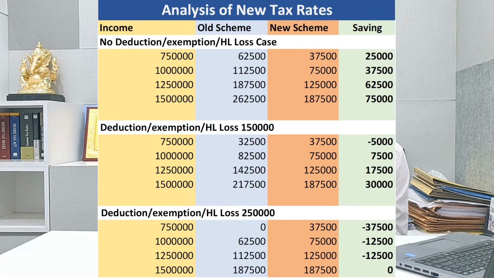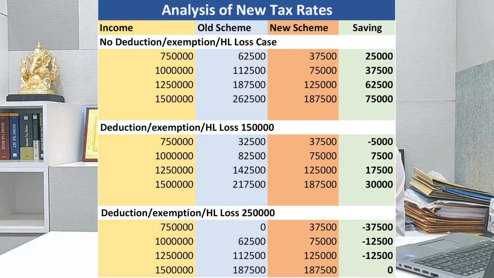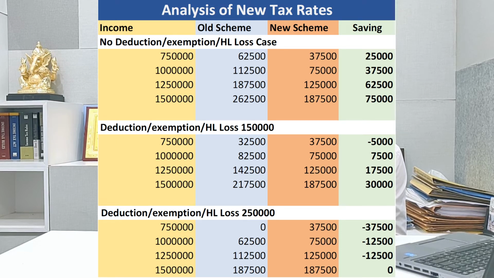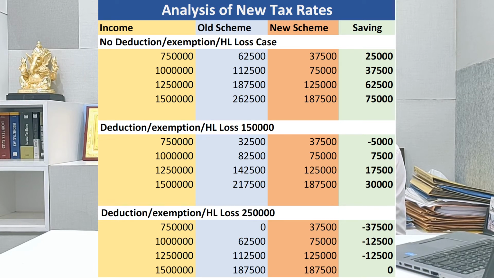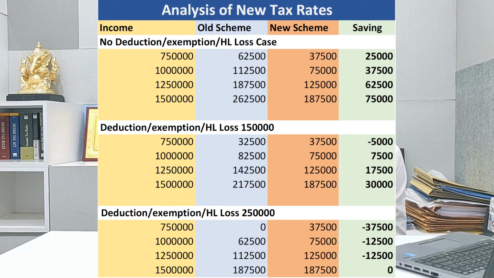Now we will discuss how this option is beneficial to a person or not. In this table, we have taken various cases and calculated tax as per old scheme, as per new scheme, and saving to the assessee. So in case there is no deduction, exemption, or there is no housing loss, in case assessee having income of rupees 7,50,000, there will be saving of rupees 25,000. 10 lakh, he would be saving 37,500. If the income is 12,50,000, he would be saving 62,500. If he is having income 15 lakh rupees, he will be saving 75,000 rupees.